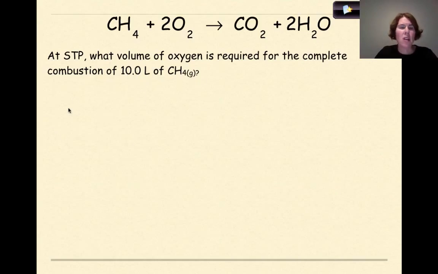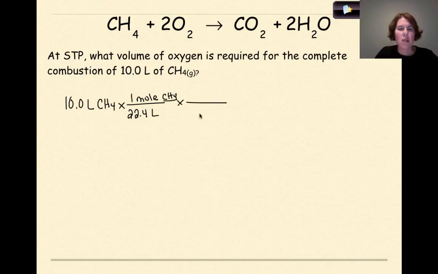Now, like we've seen before in any of these problems, we're only given one number, and that is 10 liters of methane. So, as per usual, the first thing I want to do is convert to moles. So I'm going to put 22.4 liters on the bottom, which is equal to 1 mole of any gas. In this case, it's moles of methane. And then I want to convert from moles of methane, and I want oxygen, so I'm going to go to moles of O2, and then I look up at my balanced equation, and I'm going to put a 2 here, and I'm going to put a 1 here. All right, and then I'm going to go to my last step.